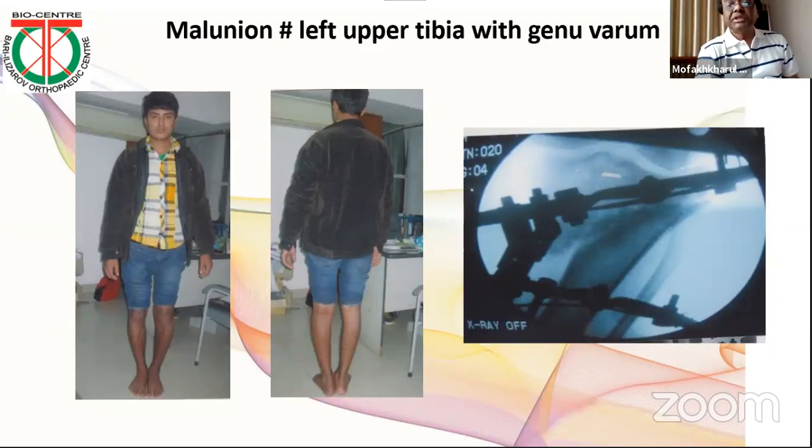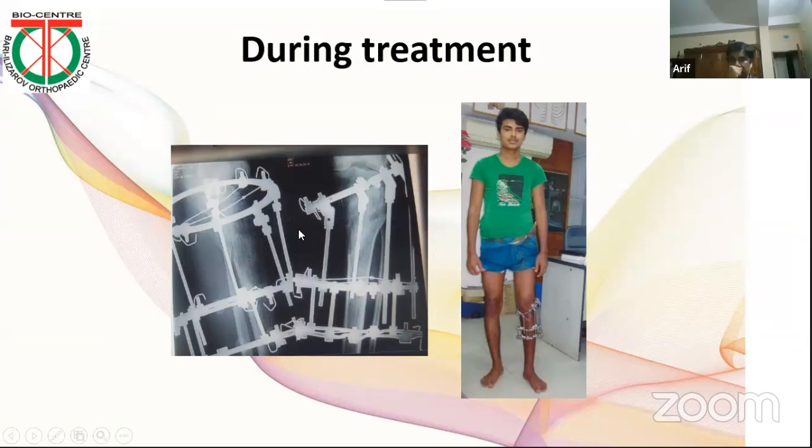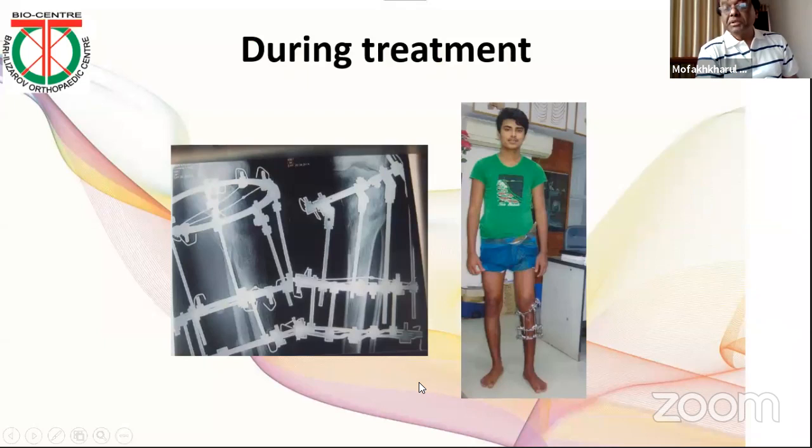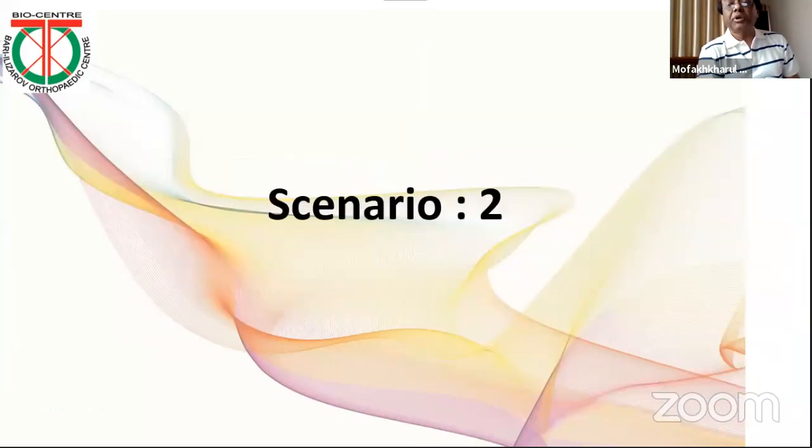Genu varum, see, young chap, look at this. Genu varum with placement of the hinges and with olives. See, genu varum, this is a young chap, corrected. And after 8 months, you can see the follow-up. Good regenerated bone, axis is okay, no problem.